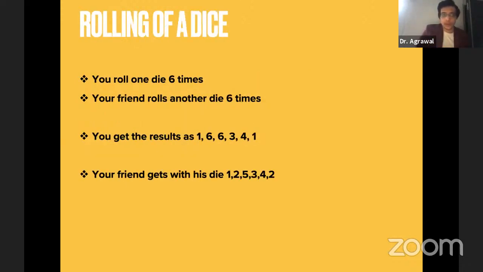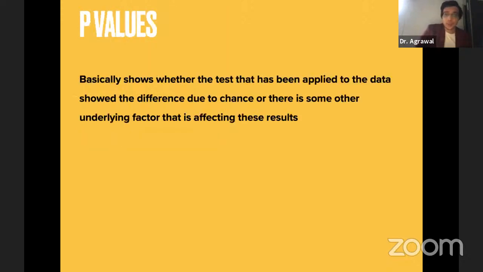So, rolling of a dice: you roll one die 6 times, your friend rolls another die 6 times. You get results as 1, 6, 6, 3, 4, 1. Okay, your friend gets his die results as 1, 2, 5, 3, 4, 2. Mind you, you have rolled it 6 times, and that's why there are 6 numbers written here. So is there something wrong with his dice where he has not even gotten 6 once and you have gotten 6 twice? No, right? It's just a factor of chance, correct? It's just by chance that he did not happen to get even one 6 when he rolled his dice and you did. So that's where the probability comes in.